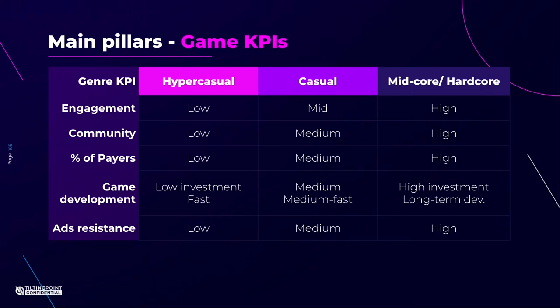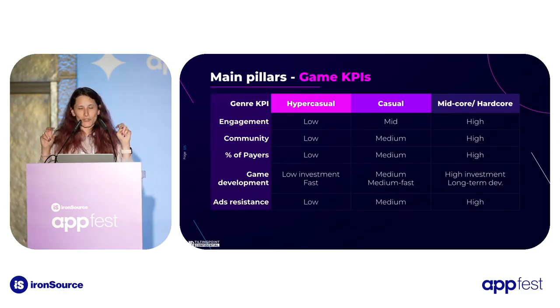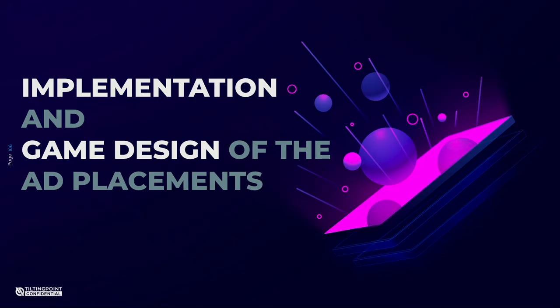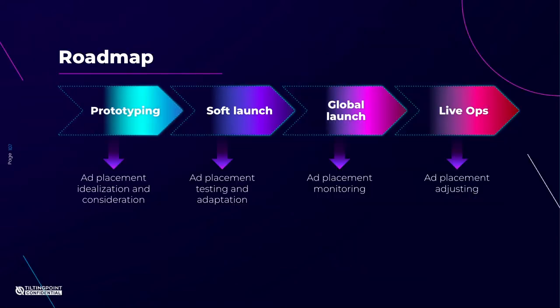We are talking about the mid-core and hardcore games. They have really strong engagement and high community sensitivity. They have the strongest paying users. The game development takes longer because it's a long game. It requires a lot of investment, so the product development is longer, but the resistance is high. There's also this mentality of, I don't want to see ads, but it's just because you didn't find the right one. So now we are going to look at how to implement these ad placements in a way that those users don't complain. First of all, I want to make sure it's clear that there is a roadmap.